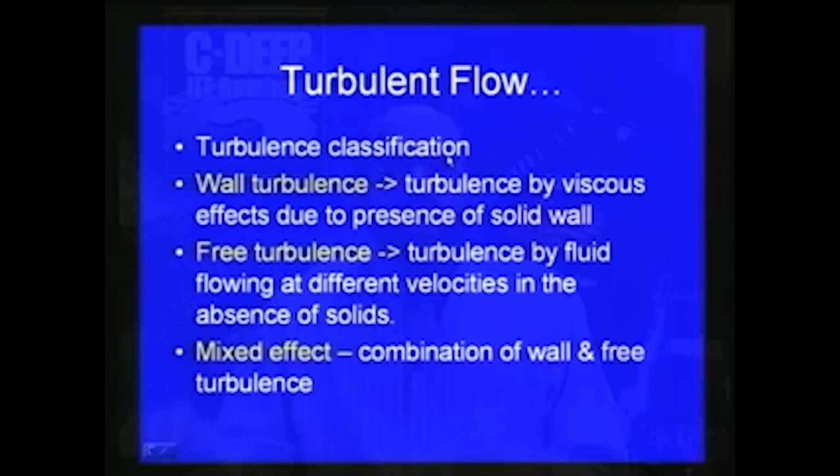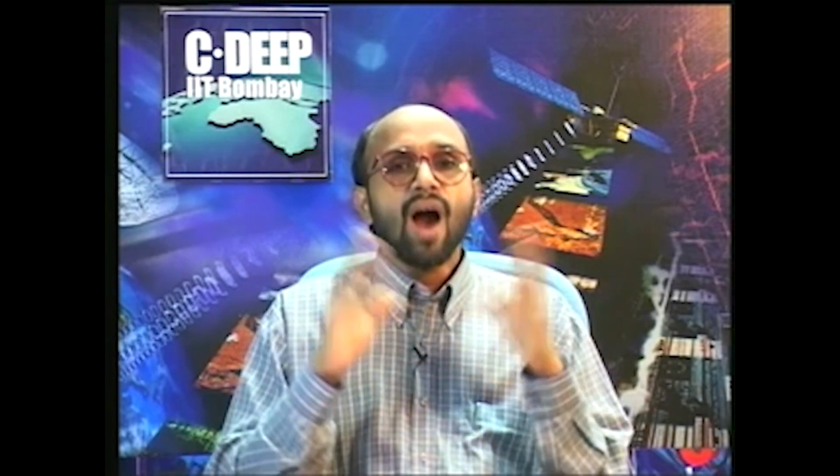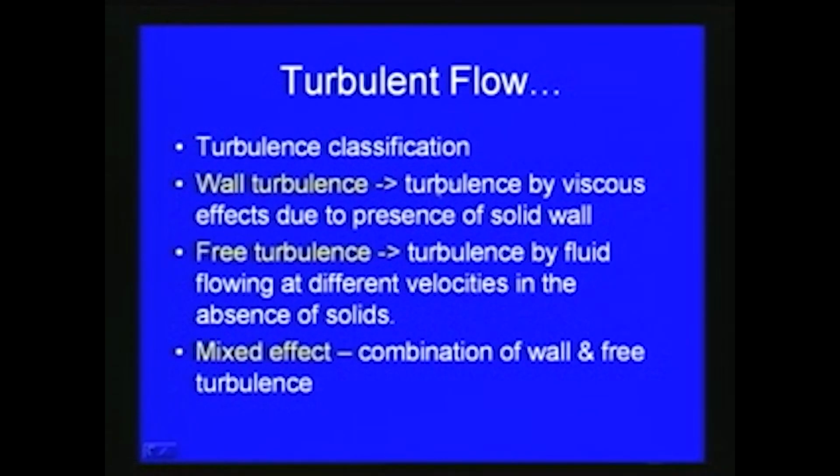Now, before deriving the basic equations of turbulent flow, we will see some classifications of turbulence. We have already seen the various causes of turbulence, and the various factors affecting how a flow changes from laminar to turbulent. Based on this, we can classify turbulence into 3 categories. The first one is called wall turbulence. Wall turbulence means the turbulence caused by viscous effects due to the presence of a solid wall.